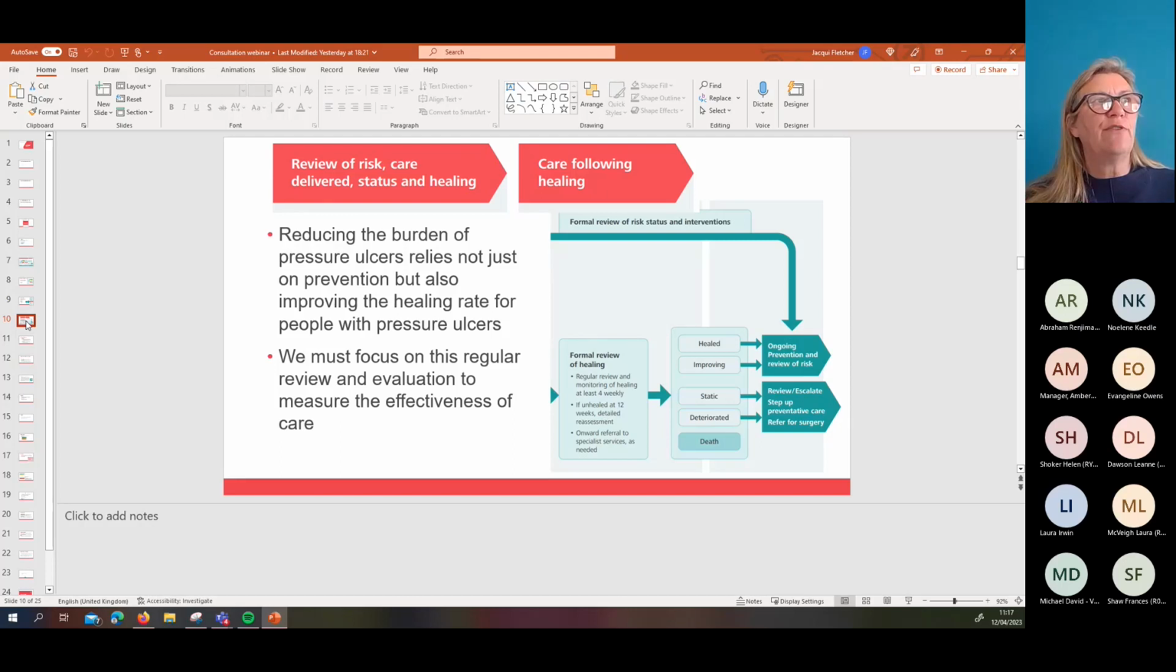So following on that, we have a review of the risk, we look at the care that's delivered, we look at the status and the healing, because the burden of pressure ulcers is not just about the people who develop a new pressure ulcer. We've been very focused on this incidence. People developing a new pressure ulcer in our care reflects on the quality of care, and that is still really important. We need to prevent what we can. But in terms of the burden of patients with pressure ulcers, probably the bigger part of that burden is the patients who don't progress to healing.